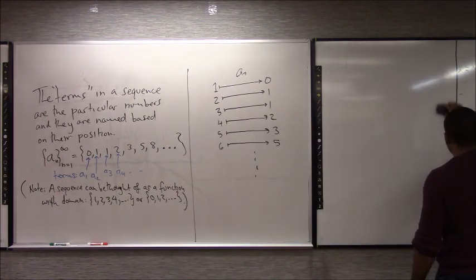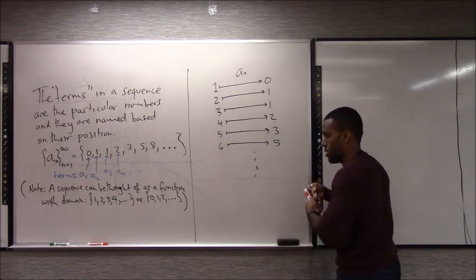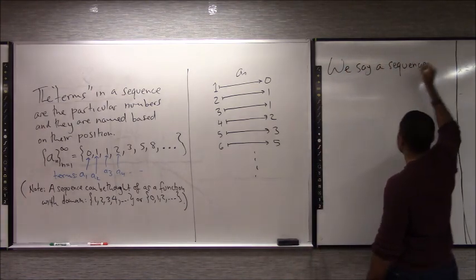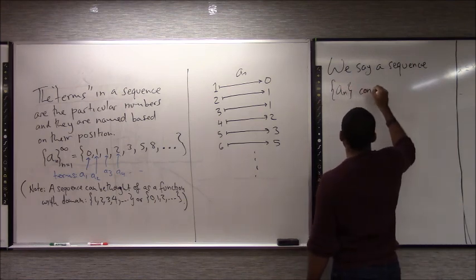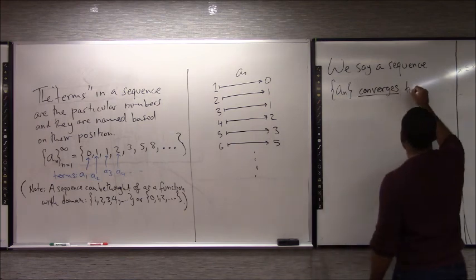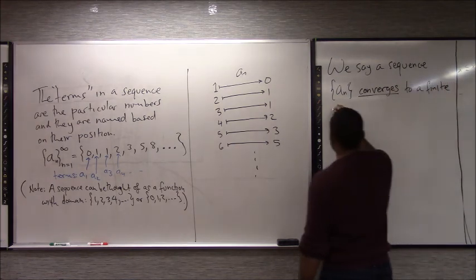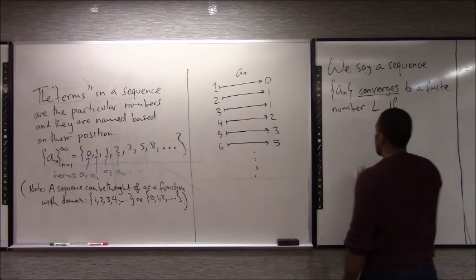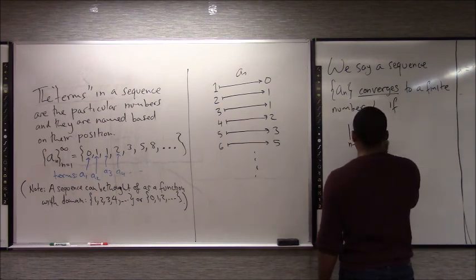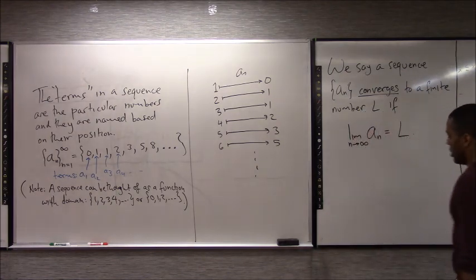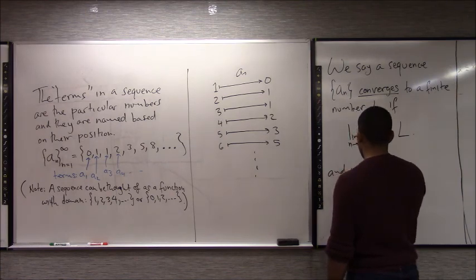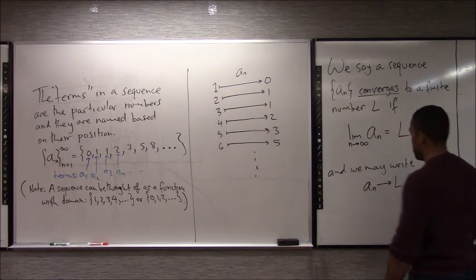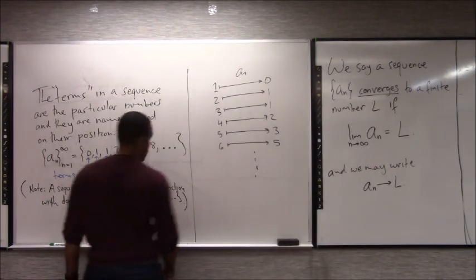Another thing that's important for a sequence: we say a sequence a_n converges to a finite number L if the limit as n approaches infinity of a_n equals L. And we may write a_n arrow L. So there's the idea of convergence for a sequence.